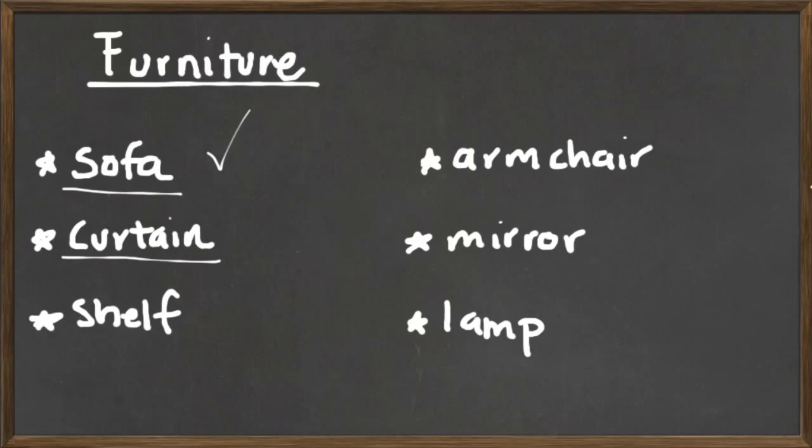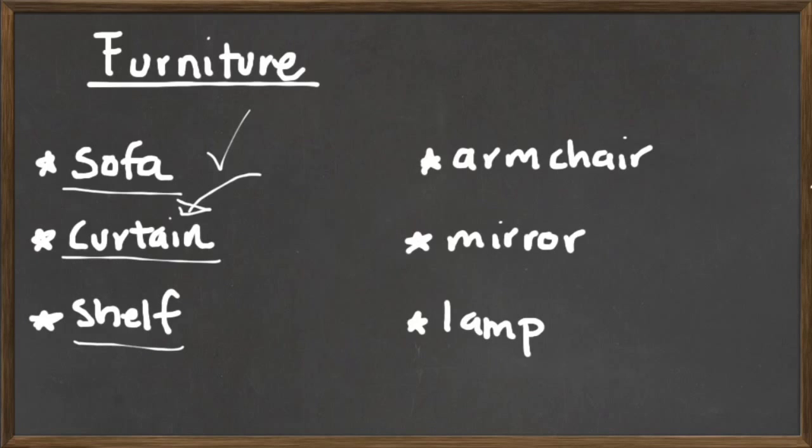The next one is curtain, curtain. This one is a little bit tricky when it comes to pronunciation. Make sure you do not pronounce the A or the I. So the result is like a nasal sound, curtain. That will probably require some practice. The next one is shelf, shelf.